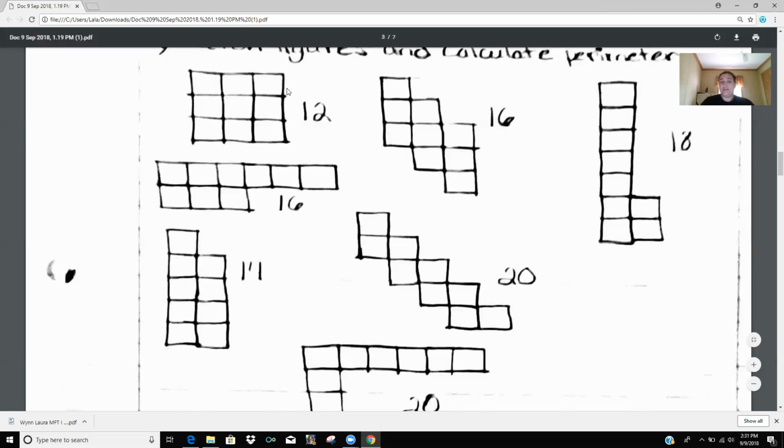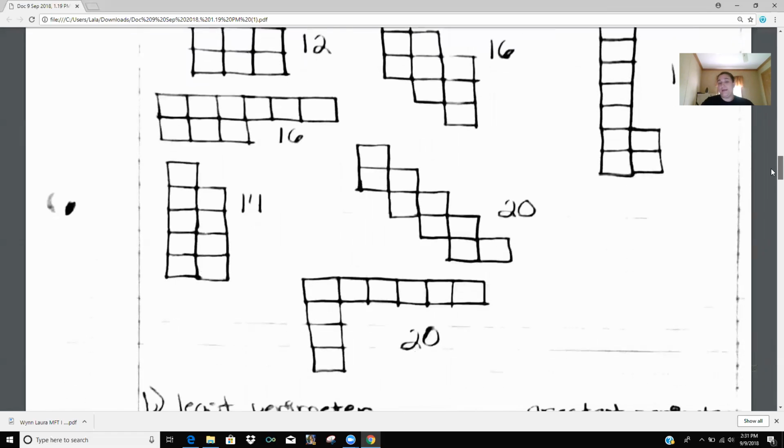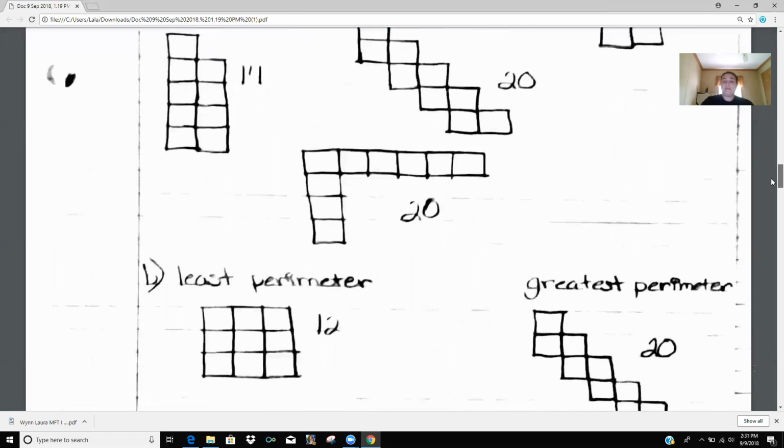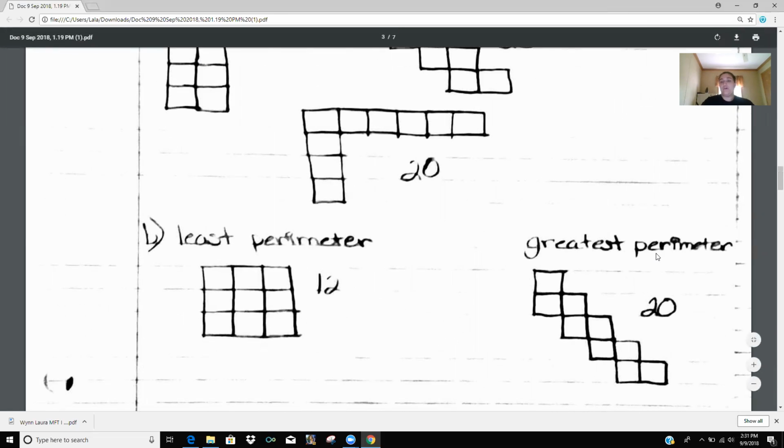Like this one here, you just count each side. 1, 2, 3, 4, 5, 6, 7, 8, 9, 10, 11, and 12. And that's how you get the perimeter. There's a few that have the same numbers, but we have 12, 16, 18, 14, and 20 as the perimeters. Part B of this one wants us to find the least perimeter, which is the 12, and our greatest perimeter, which we had 2, and I just chose to do the stair pattern one.